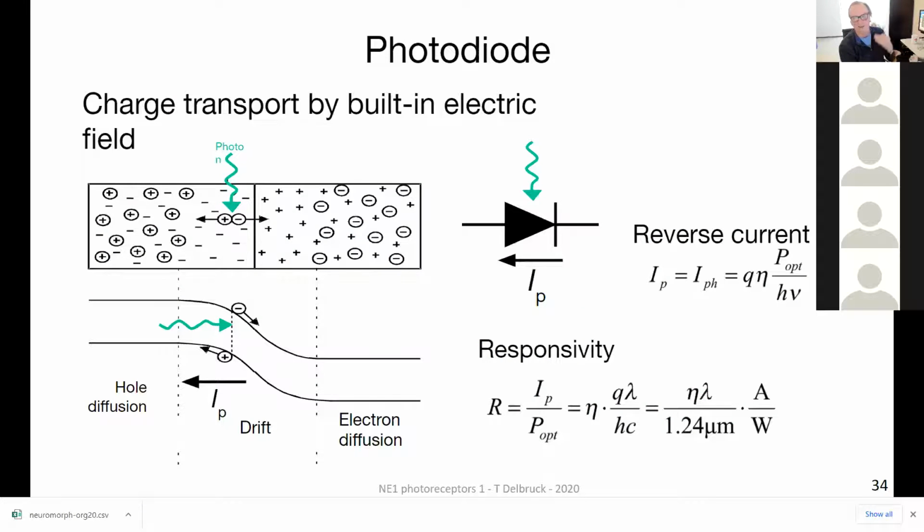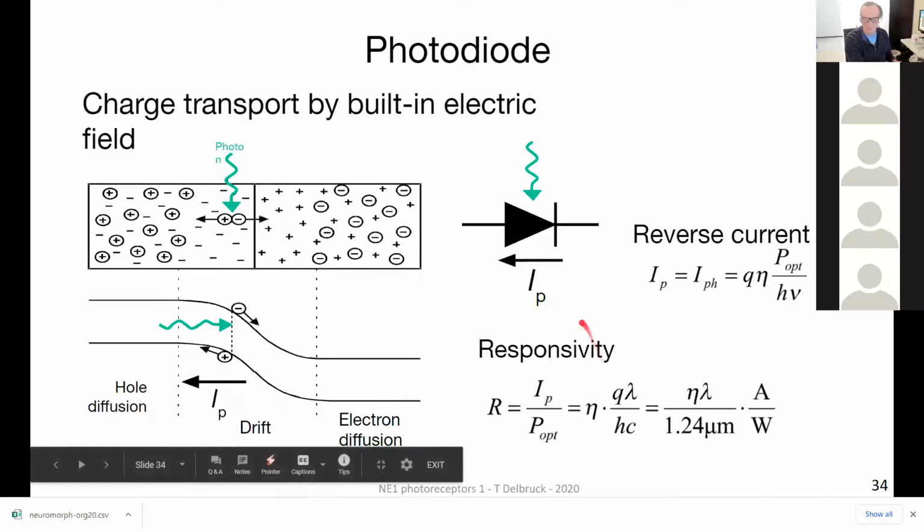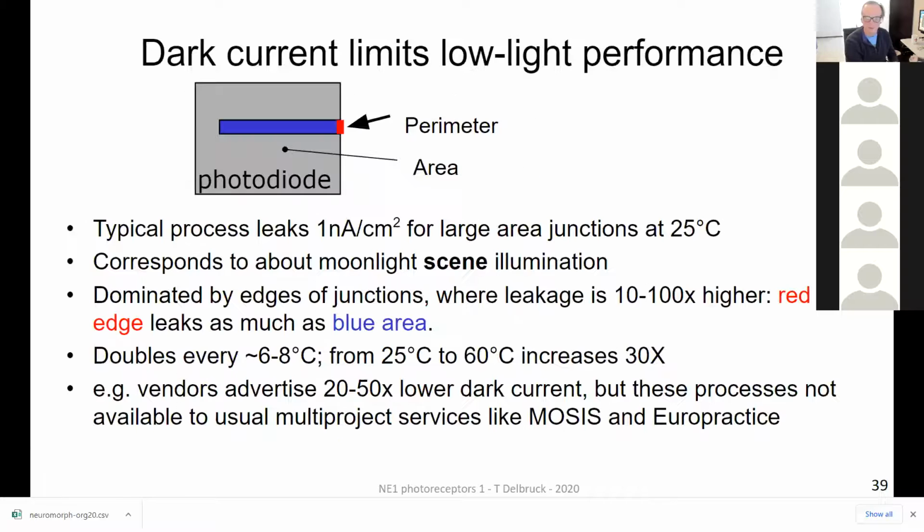Now, in practice, this all is really nice. You can make a photodiode by just drawing a cross-section. You just draw an implant in the silicon, like the N-well into a P substrate, and that makes a decent photodiode. The problem is that such photodiodes also leak in the dark. So this dark current limits the low light performance.